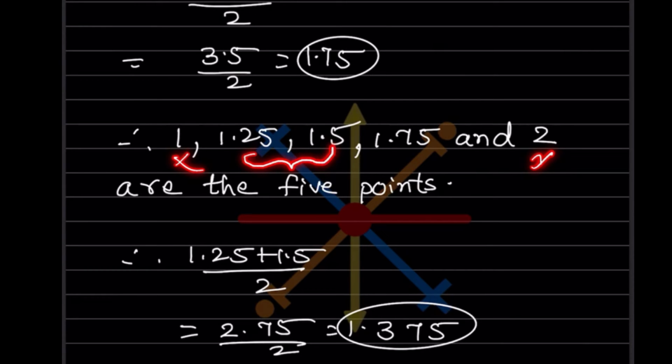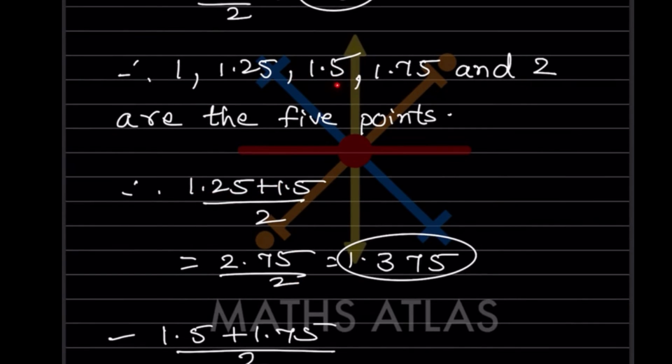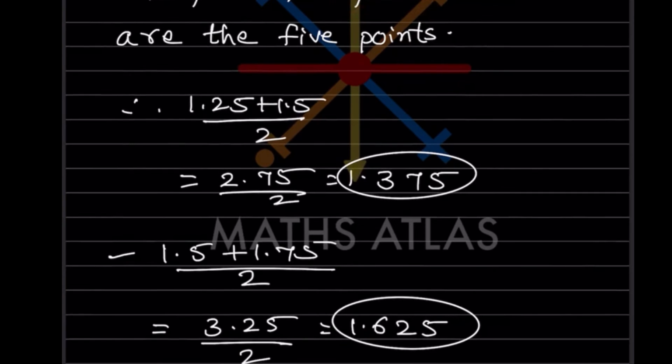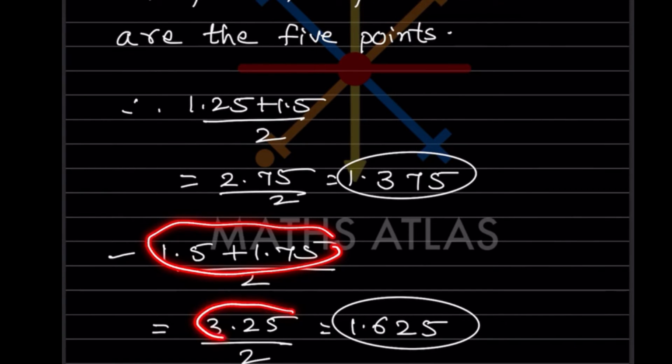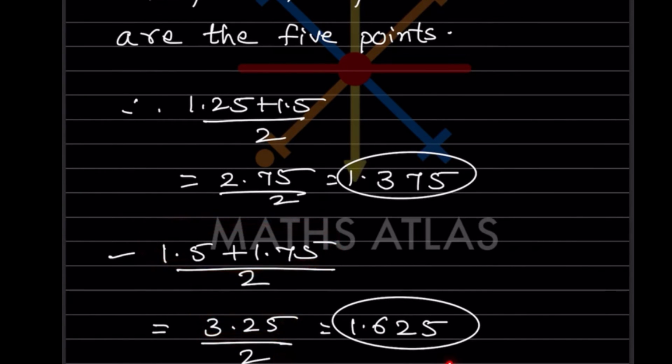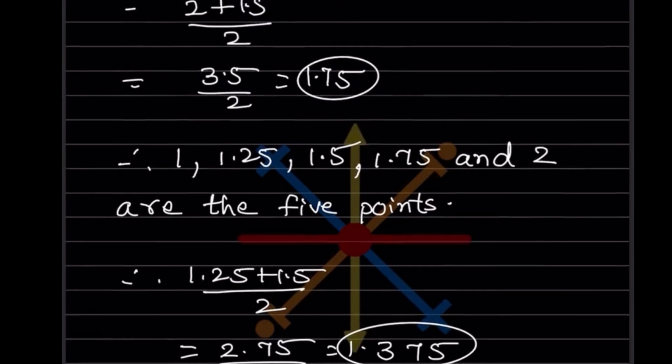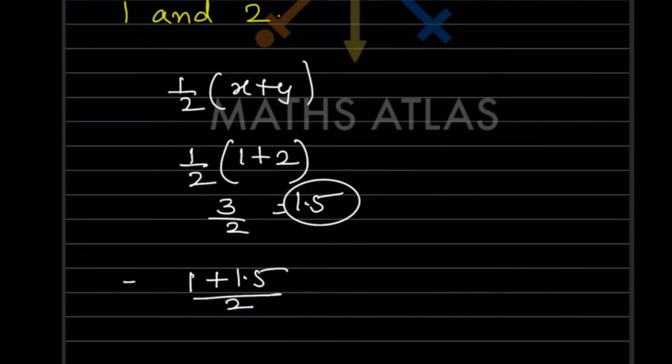So we'll take the mean of this one, 1.25 plus 1.5 divided by 2. So this is going to be 2.75 divided by 2, so this number is going to be 1.375. Now again, what will you do? You will take the mean of this one, 1.5 plus 1.75 divided by 2. When you add this, that is going to be 3.25 divided by 2. You get 1.625. So what will be those numbers? The numbers are going to be 1.